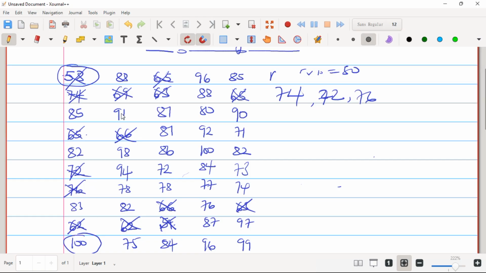Let's see if you have 70s in the second lane. Yes, you have 78 and 75. 78 and then 75. So we have to cancel them out. 76. 78 and then 75. So let's cancel them out of the data. You have been able to cancel them, right? So here we don't have 70s again.